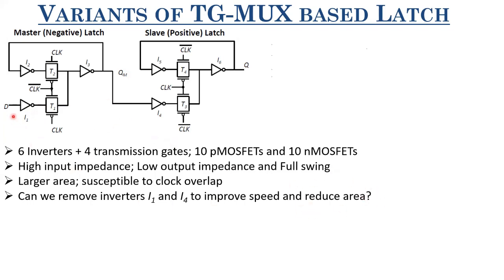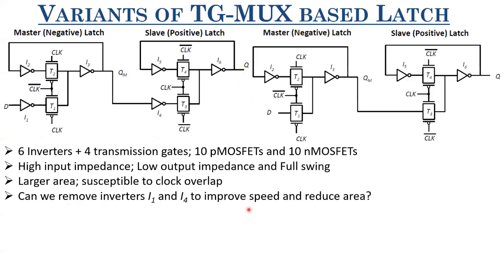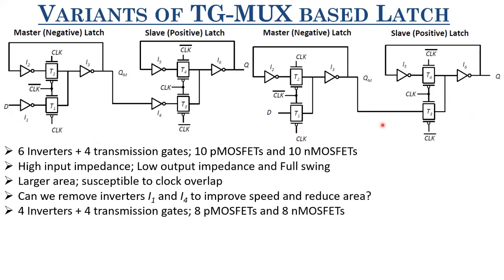And functionality wise, it is not affecting you much. Only the inverted version of D would be available at QM, and then it will be inverted finally when it reaches Q. So this is the design when you remove I1 and I4. It still acts like a positive edge triggered register. There are only 4 inverters and only 4 transmission gates. So you have 16 MOSFETs, 8 P MOSFETs, 8 N MOSFETs.